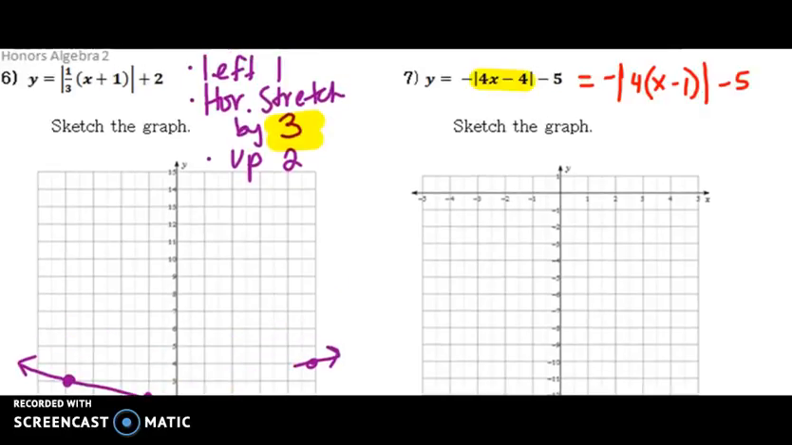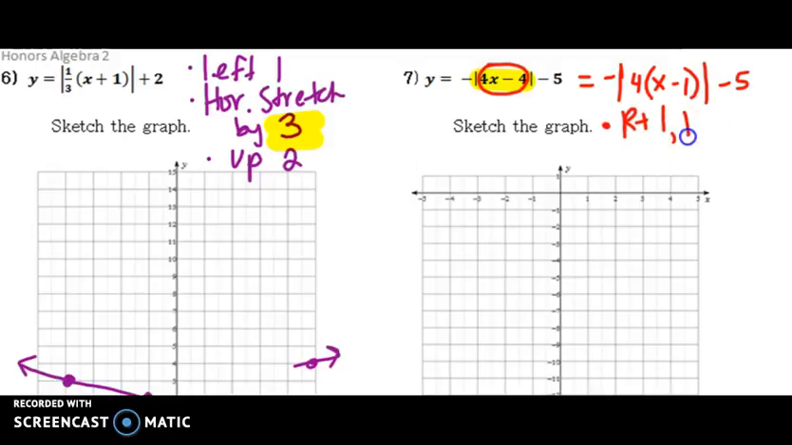Okay, so we were talking last Thursday about how you have to protect the inside movement. So that means this thing right here has to be factored, since you don't see parentheses around that inside move. So that's what I've done here on the right: I factored the 4 out, and so that keeps the negative on the outside, the 4, then parentheses x minus 1 minus 5. So the first thing that we're going to do is move this thing right 1.